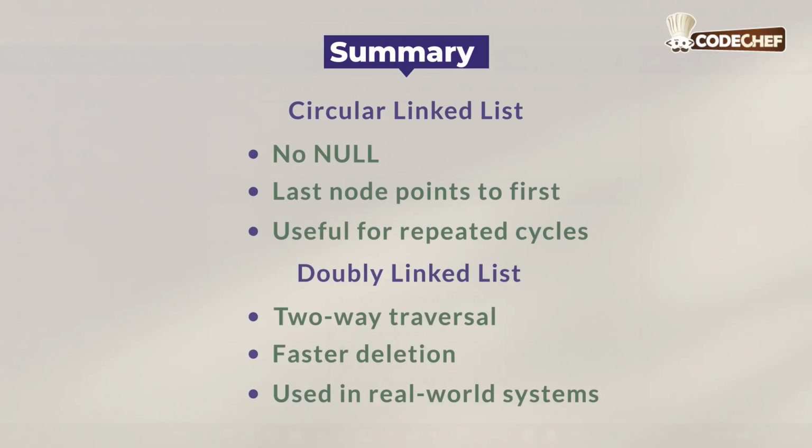A circular linked list does not contain any null pointer. In a circular linked list, the last node points back to the first node, and it is useful when repeated traversal or continuous cycles are required. A doubly linked list allows traversal in both forward and backward directions. Deletion is faster in a doubly linked list because each node maintains a reference to its previous node, and it is widely used in real-world systems such as browsers, media players, and navigation systems.